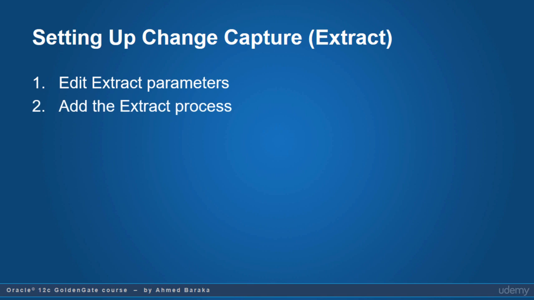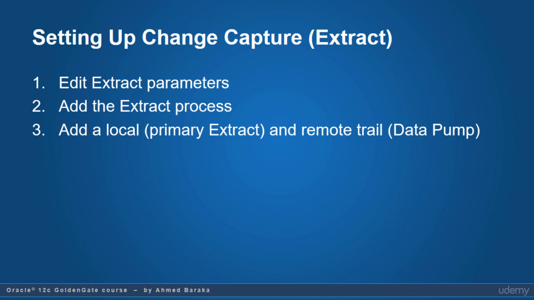Secondly, you add the extract process. This is a single simple command that you run in GoldenGate. Thirdly, you add a local trail for the primary extract and a remote trail for the data pump extract. Finally, you start the extract processes. I will cover each of those steps in the incoming slides.